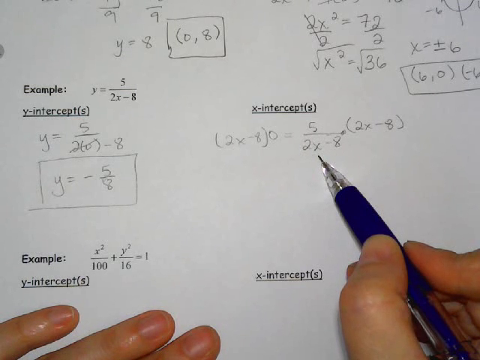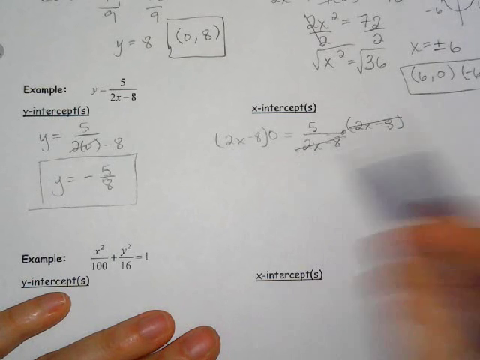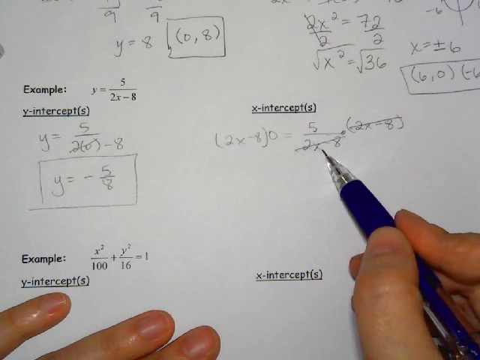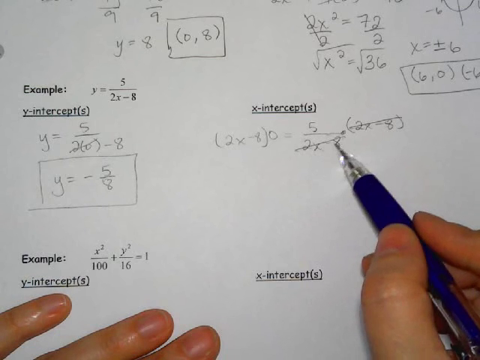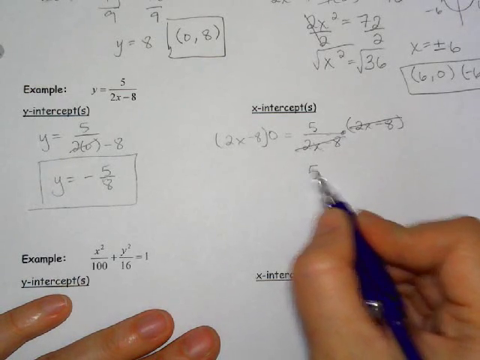And what does that do when I do that? What happens? They divide out. Anything divided by itself gives you 1, and 1 times something doesn't change it. So what I'm left with on this side is 5.